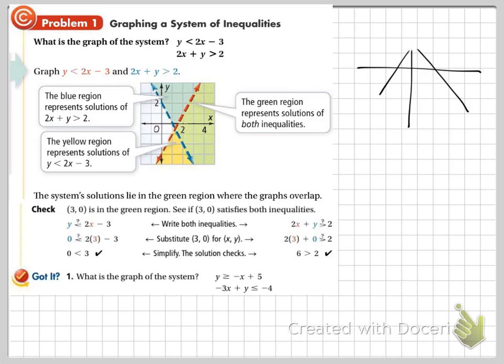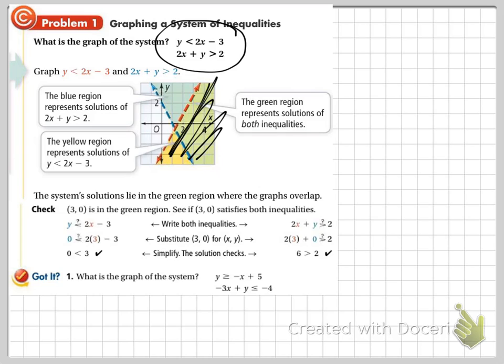Well, now what we're going to do is take equations with inequalities and graph a system of inequalities. So now we're going to have two different equations that have inequalities in them. Remember when we're graphing inequalities, we shade. So in this case, we're going to shade one direction, shade the other direction, and wherever they overlap is our solution. So there's a lot more options for solutions. So let's try our own problem now.